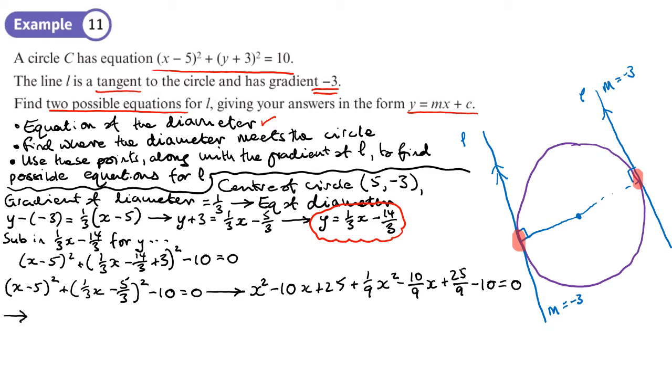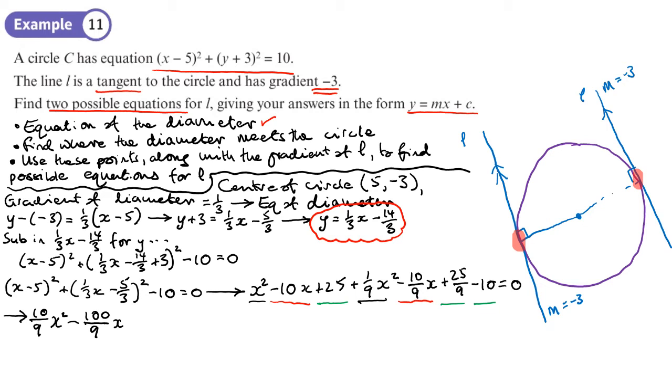Right, let's see what we can do with that. So we've got x squared plus a 9th x squared, so that's 9 ninths plus another one, so 10 ninths x squared. Keep things as improper fractions, just a bit nicer. Minus 10 minus 10 ninths, let's work that out. So minus 10 minus 10 over 9 will give me minus 100 over 9x, and then the last bit here, you've got 25 plus 25 over 9 minus 10.